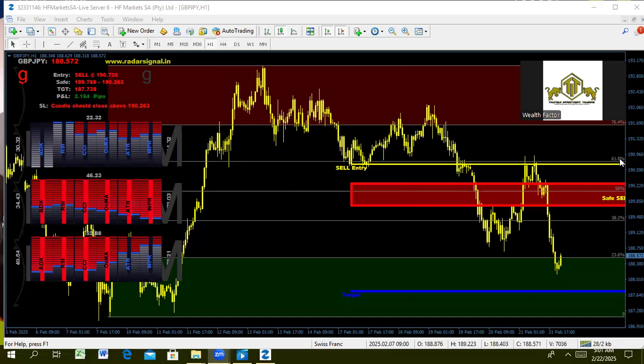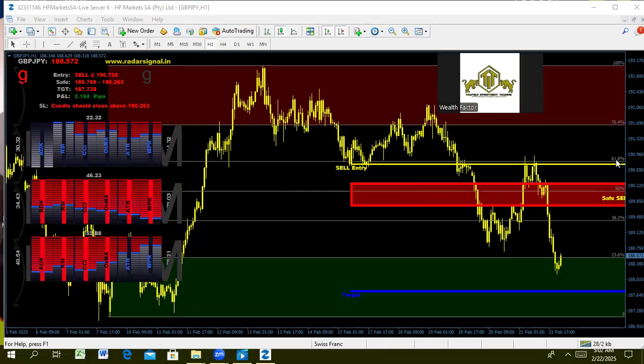Now looking at the indicators here, we have 61.8%, 76.4% and 100%. Those who are trading Fibonacci will understand this concept.